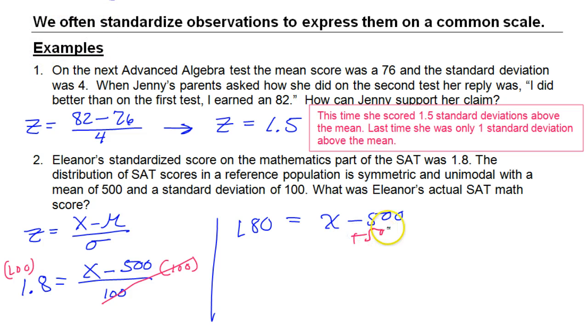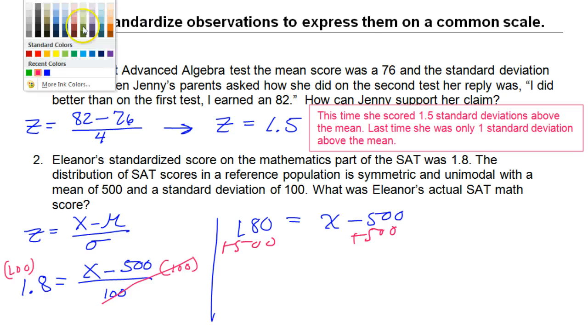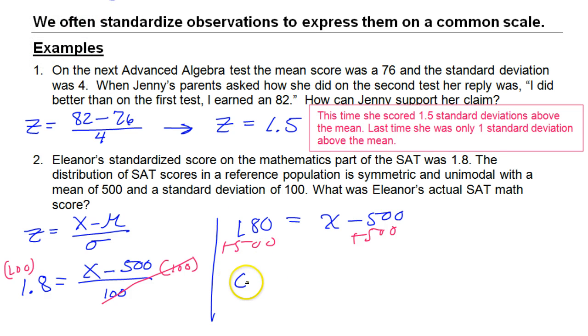True. Add 500 to both sides. Okay, and that should give me the value. All right, so 680. So that is her actual SAT score, working backwards.